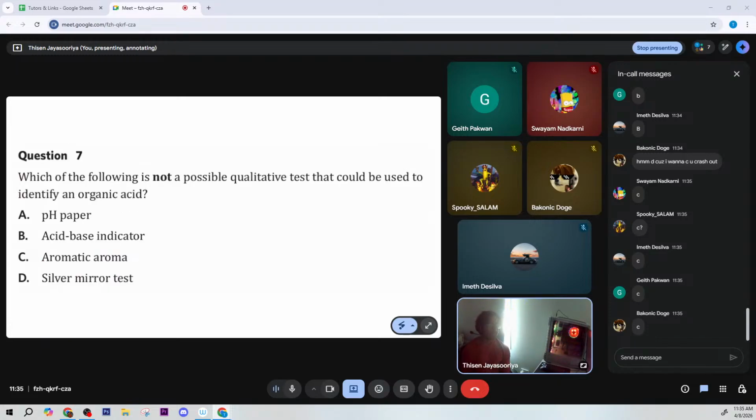Which one of the following is not a possible qualitative test that could be used to identify an organic molecule? Is it pH paper, acid base indicator, aromatic aroma, or sodium emitters? I don't know why everyone here is saying C. The answer is D. This one's D, because it's asking for organic acid. These are all tests for acids.